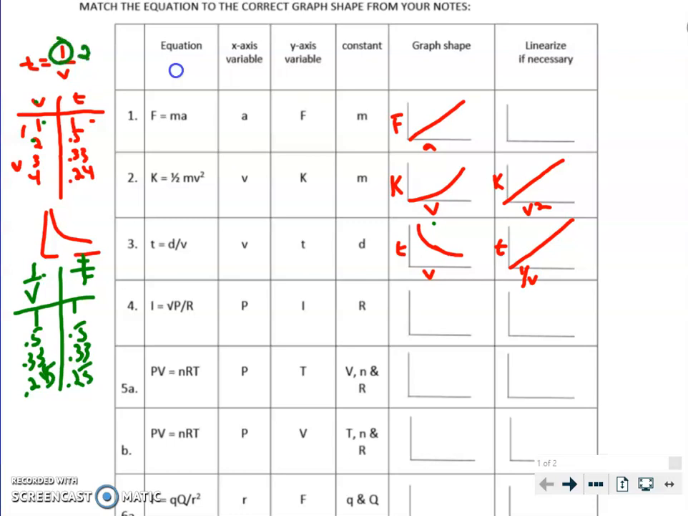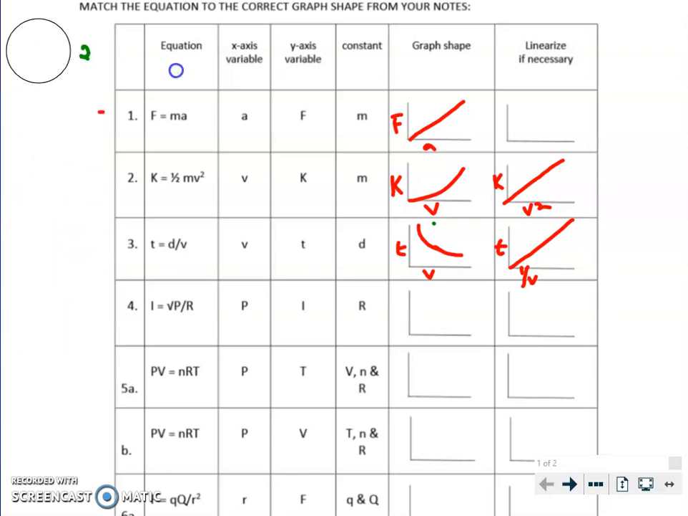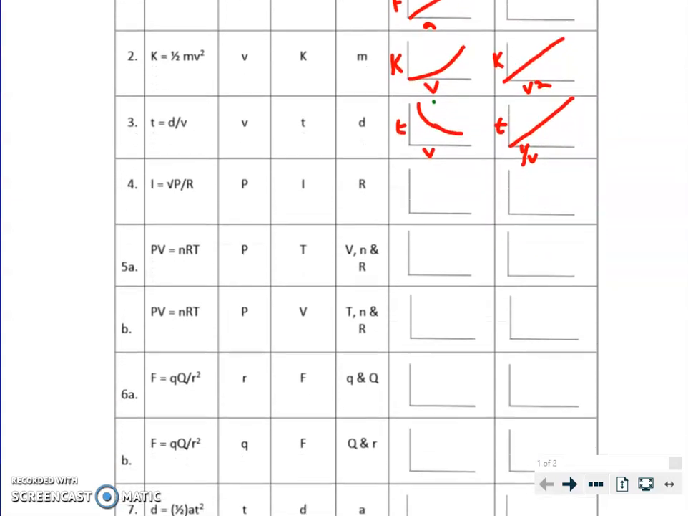If I had a 2 here, then I'd still get a straight line with a slope of 2. So try the rest of these. It's really just variations of what I've shown you. Let me just say something. If you see your variable in the denominator, it's got to be an inverse. Oh, one last thing on this one. I could also have plotted 1 over t versus v and gotten a straight line. So that's allowed. You can do that. I would just get a different slope than the other graph.